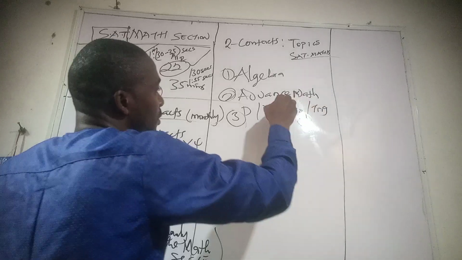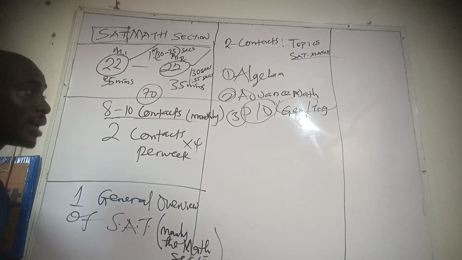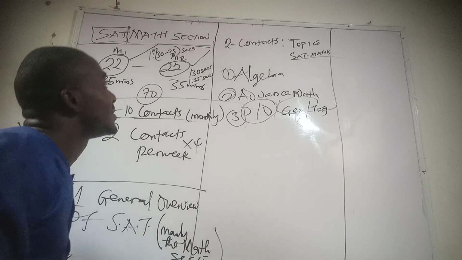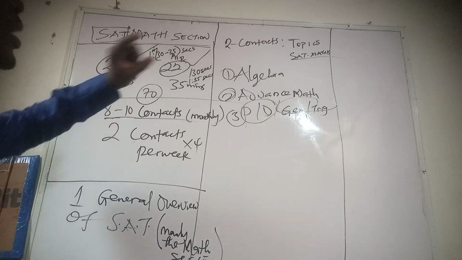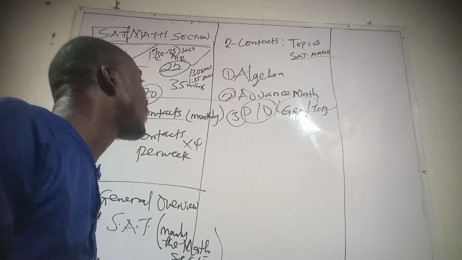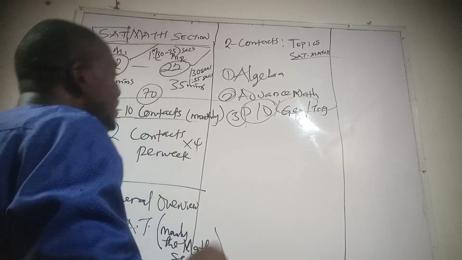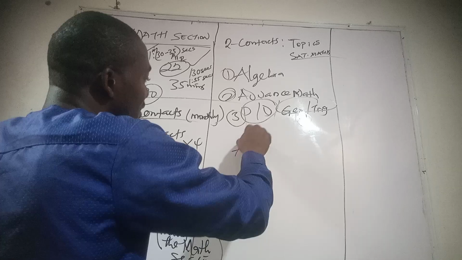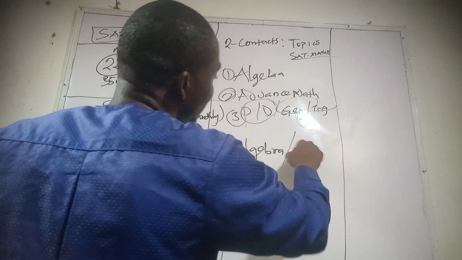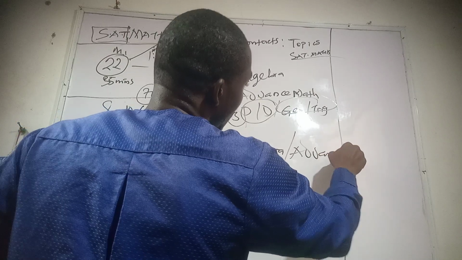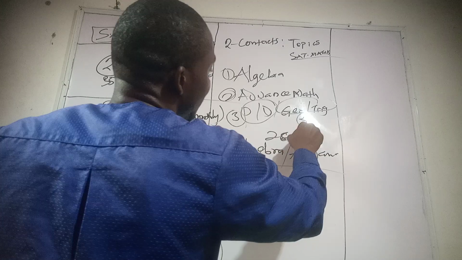That is the second contact. First contact, general overview. The second contact will introduce you to these 4, and we take algebra and advanced math in the second contact. The second part will let you know the topics involved under math, and we take 2 of these topics seriously that day, algebra and advanced math.